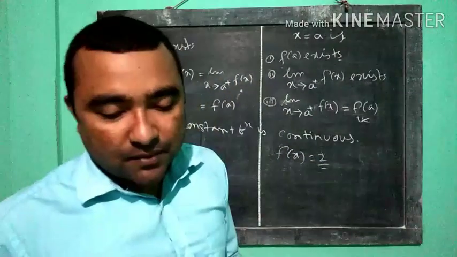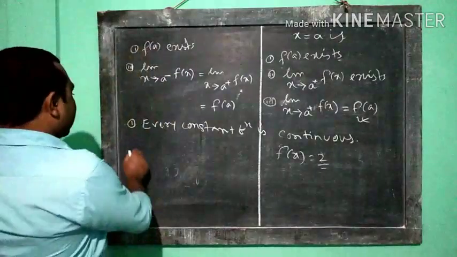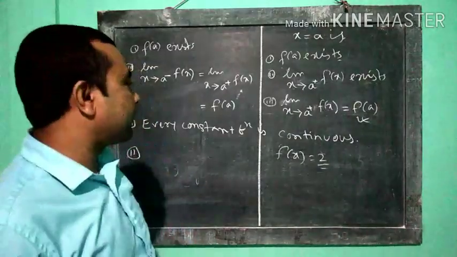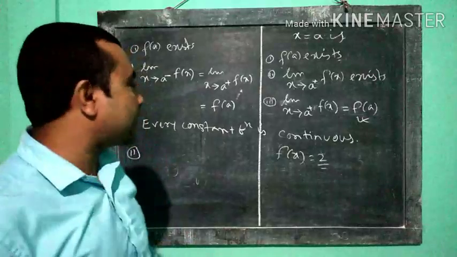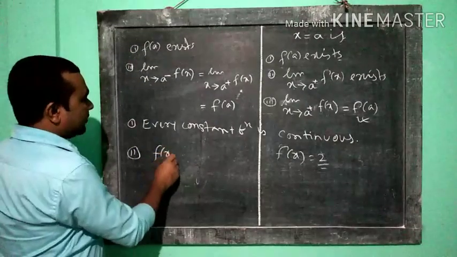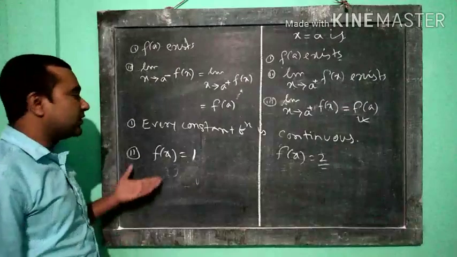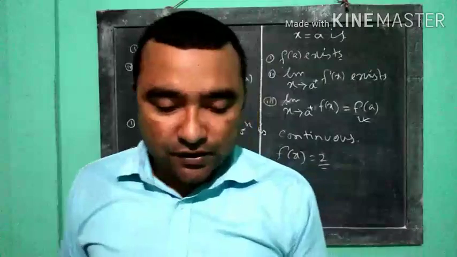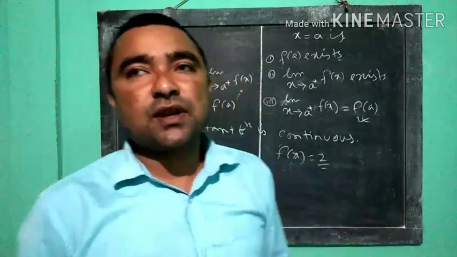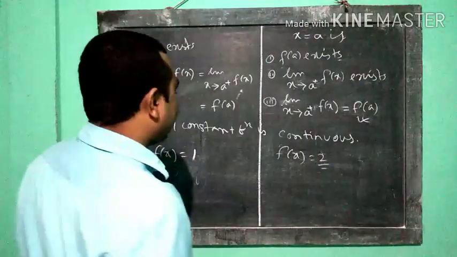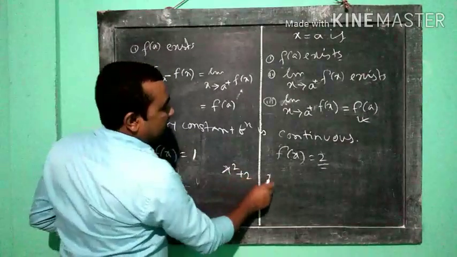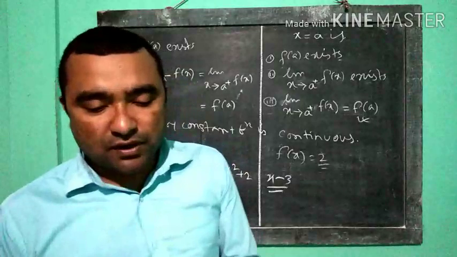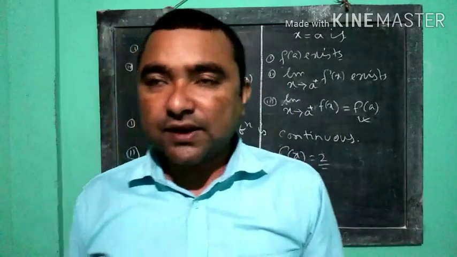And number 2, every identity function is continuous. We know what an identity function is because we got it in the earlier class. Suppose f of x equal to x, so this is an identity function. This type of function is also a continuous function. Number 3, every polynomial function is continuous. Polynomial, for example x square plus 2 x minus 3, this is a polynomial function. Number 3 is that every polynomial function is continuous.